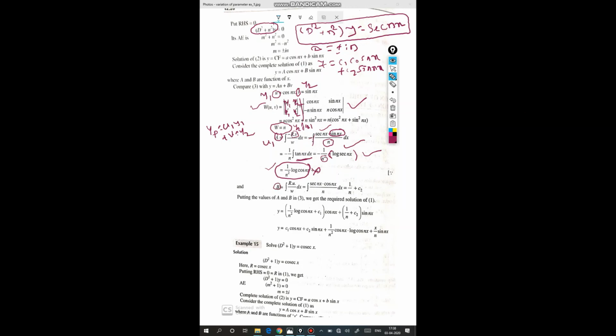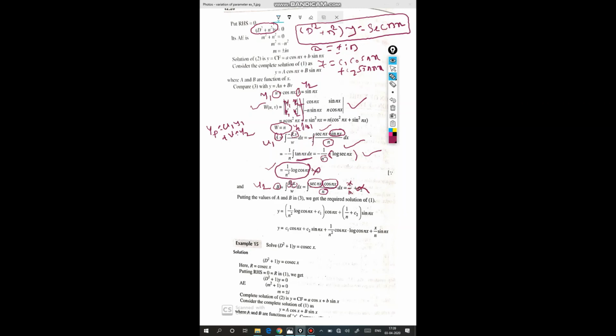Next we are calculating u2. We've already seen that if u1 is lengthy, u2 is simple. The formula for u2 is the integral of y1 fx upon W dx. Here y1 is cos nx, fx is sec nx, and the Wronskian is n. Sec is 1 upon cos, so it gets cancelled. We are left with the integration of 1 by n only, so the integration will come x by n. Again, the constant of integration is not required.